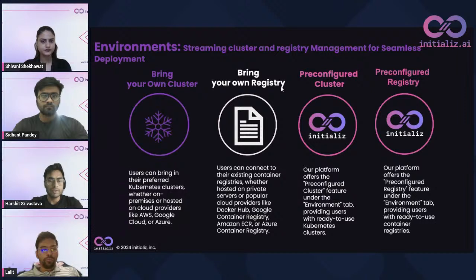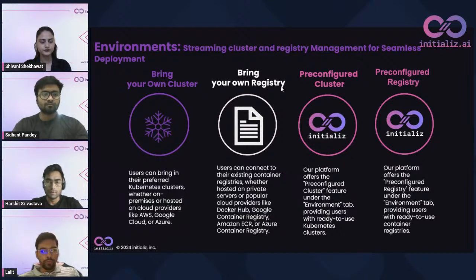So for the bring your own cluster, users can bring their preferred Kubernetes cluster, whether on-premise or hosted on cloud providers like AWS, Google Cloud, or Azure. And for the bring your own registry as well, users can connect their existing container registries, whether hosted on private servers or popular cloud providers like Docker Hub, Google Container Registry, ECR, or Azure Container Registries. And now let's move to the pre-configured clusters and pre-configured registry. So what are these? These are basically the default clusters and registry that the Initialize platform provides to our users.